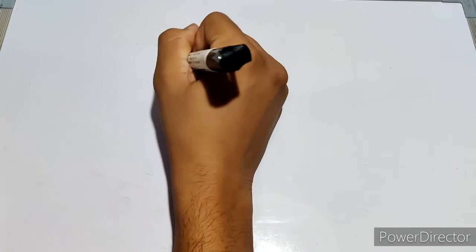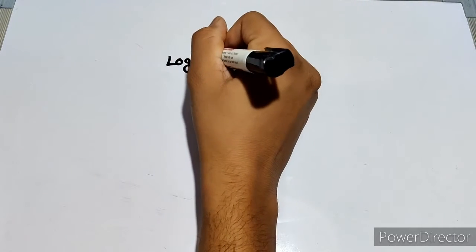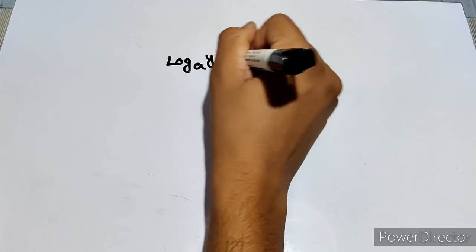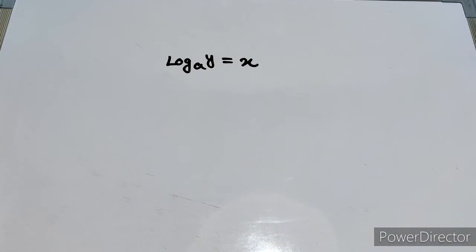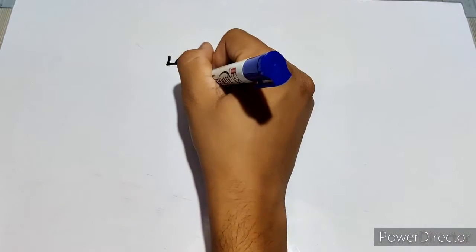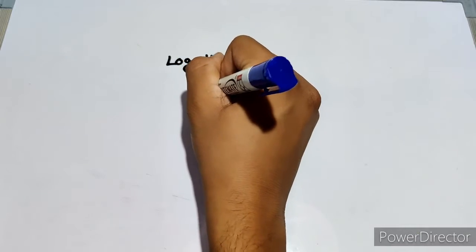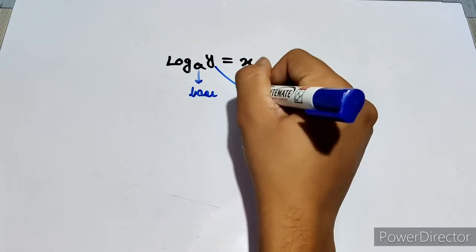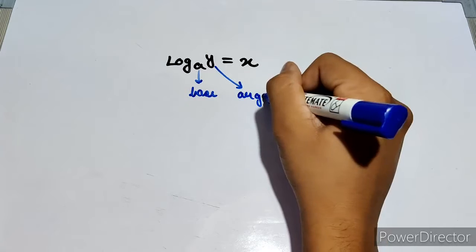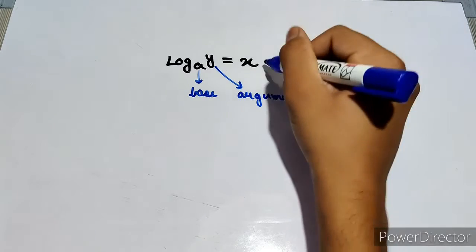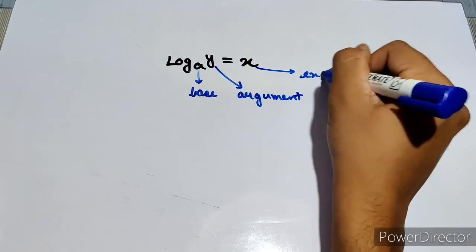In the last lecture I skipped one basic thing: if something is written like log y to the base a is equal to x, then what is the terminology? We call a the base, y the argument, and x the exponent.